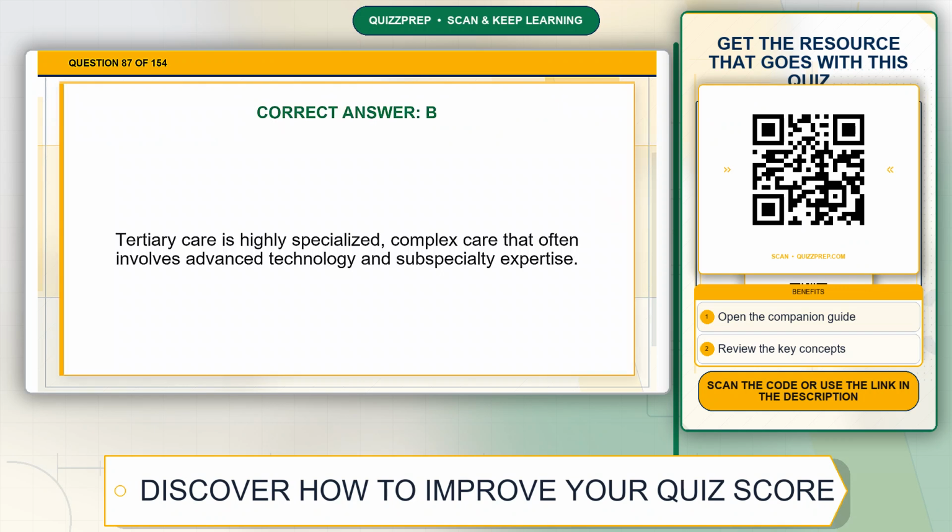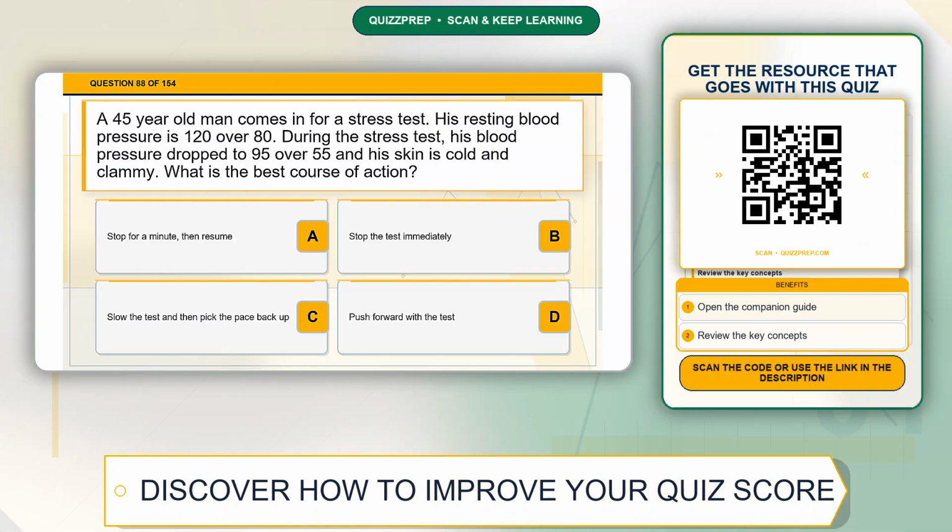Explanation. Tertiary care is highly specialized, complex care that often involves advanced technology and subspecialty expertise. Question 88. A 45-year-old man comes in for a stress test. His resting blood pressure is 120/80. During the stress test, his blood pressure dropped to 95/55 and his skin is cold and clammy. What is the best course of action?